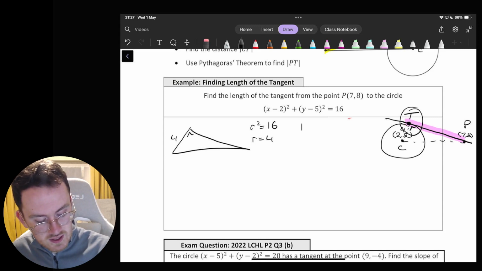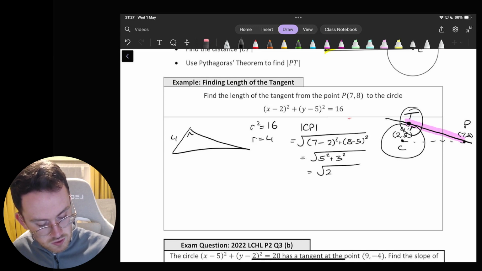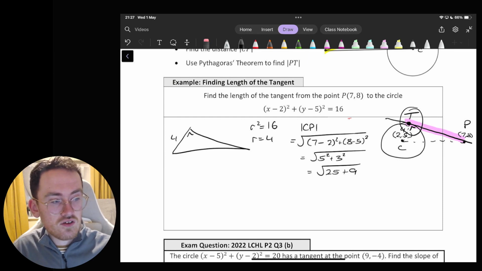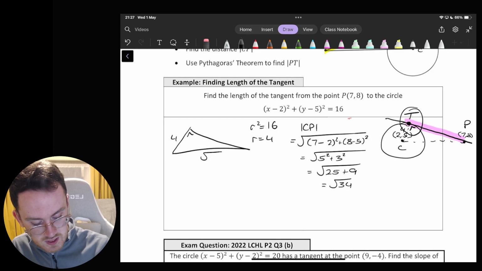The other thing I need then is the distance from C to P. So using my distance formula, that's going to be 7 minus 2 squared plus 8 minus 5 squared, which is 5 squared plus 3 squared, so 25 plus 9, which is going to give me an overall answer of root 34. Okay, that's for this answer here.